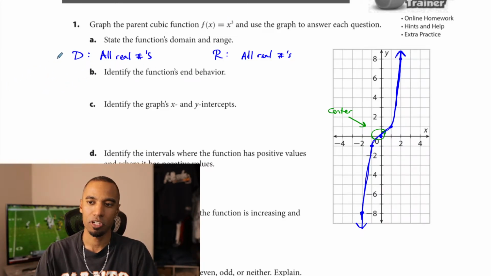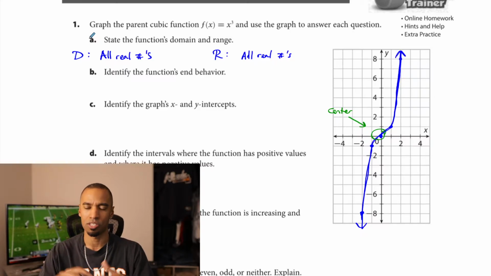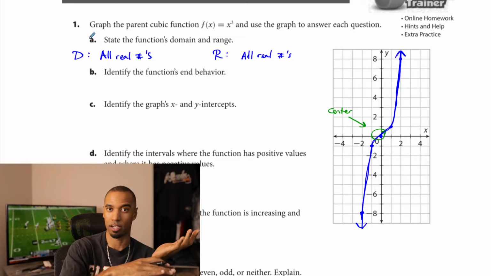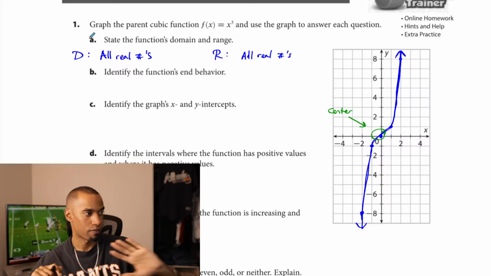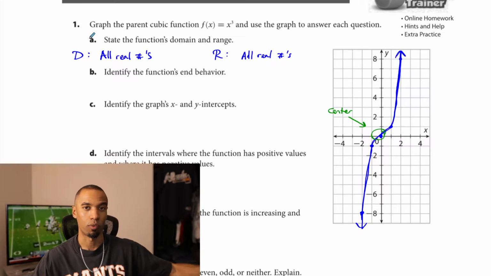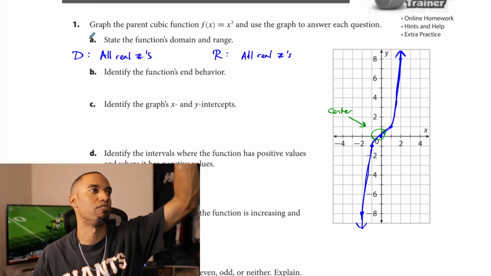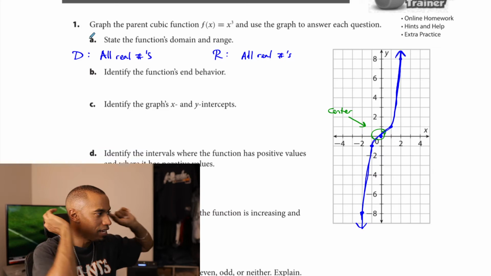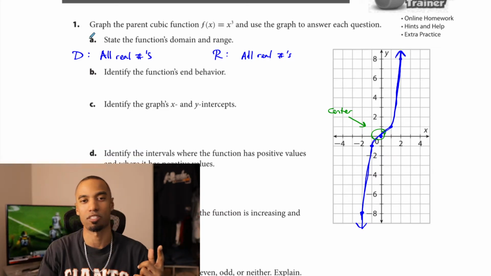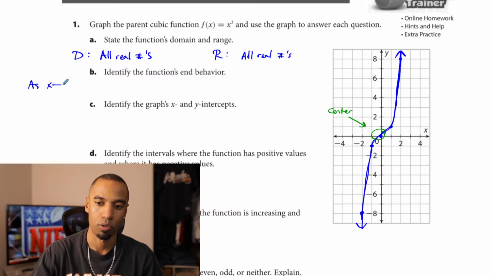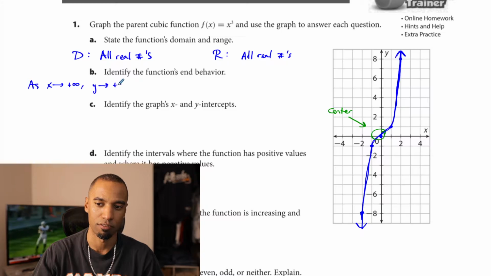All right, identify the function's end behavior. What this asks is, when we go forever right, where do we find our y values? And in this case, when we go forever right, we find the y values going forever up, forever toward positive infinity. As we go toward positive infinity in the x direction, we're also going toward positive infinity in the y direction. So I'll say, as x approaches positive infinity, y is approaching positive infinity.